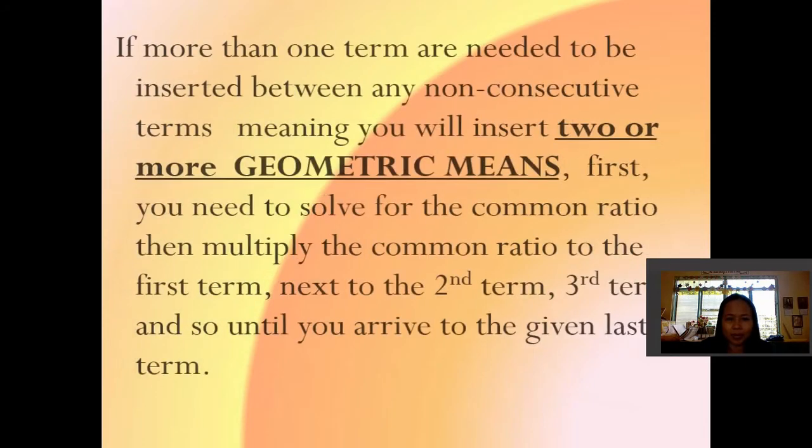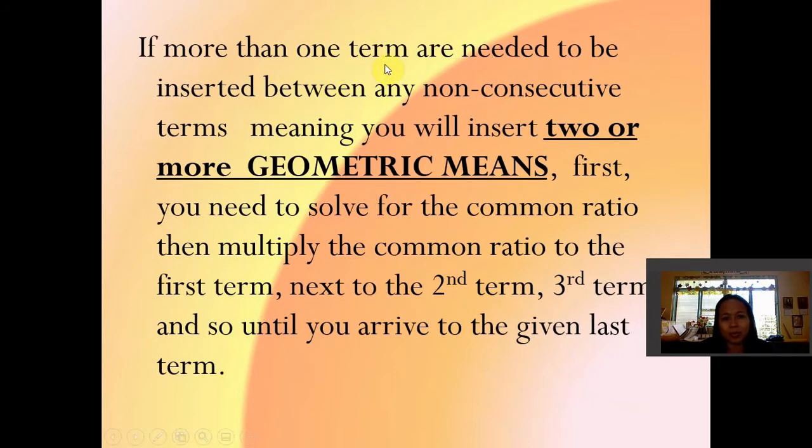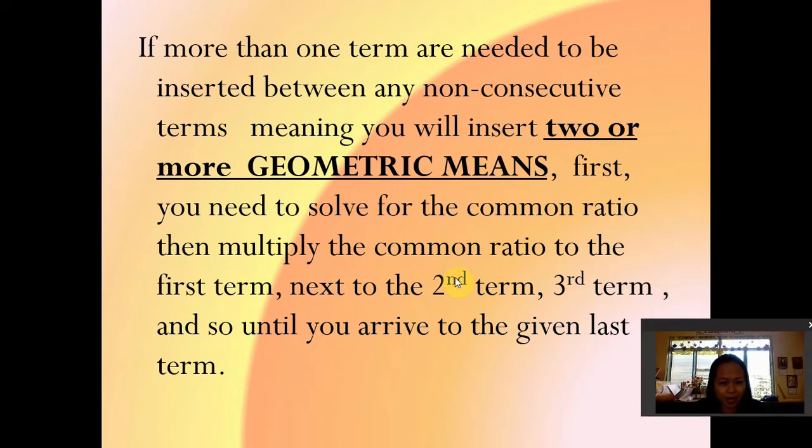Now, how about if there is more than one term needed to be inserted between any non-consecutive terms, meaning you are going to insert two or more geometric means? What are we going to do? First, you need to solve for the common ratio. Next, after getting the common ratio, we are going to multiply that common ratio to the first term, then to the next term, to the third term, and so on until we arrive at the given last term.